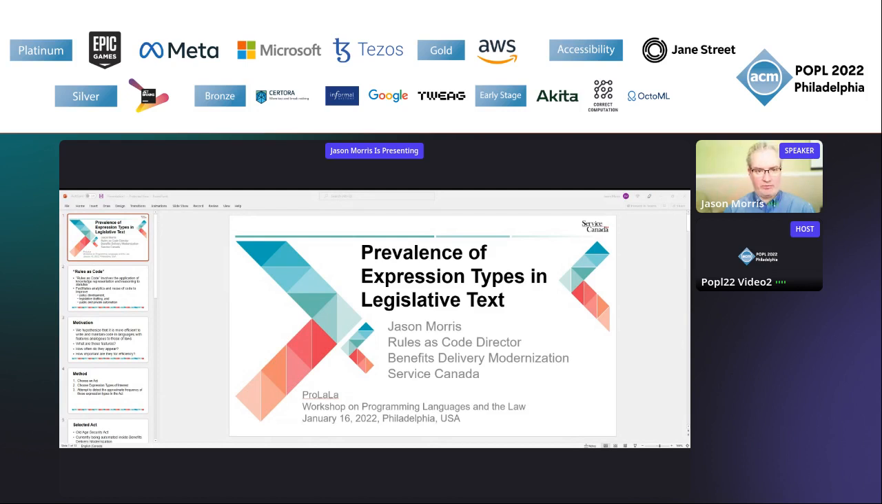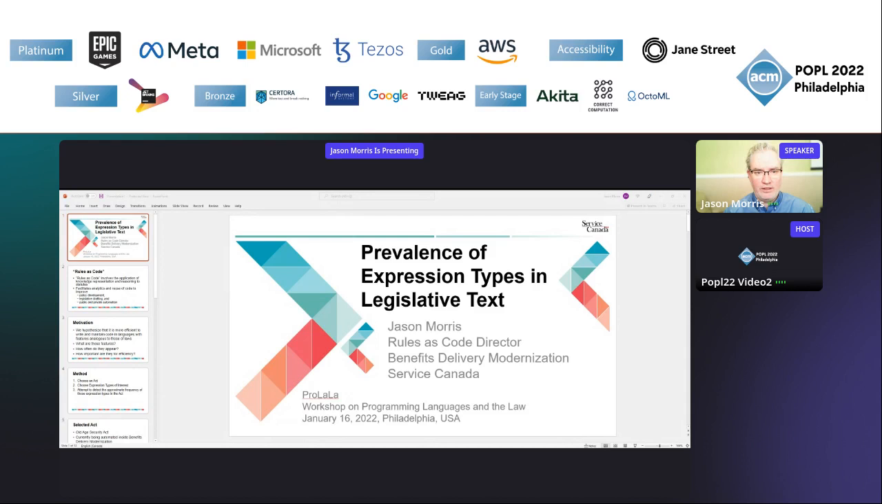Really quickly, what is Rules as Code? It's in the tradition of the British Citizenship Act or British Nationality Act as a logic program. I forget the name now, but it's the application of knowledge representation and reasoning to statutes, and in particular to improve policy development, legislative drafting, and automation. In my specific case, more focused on the automation.